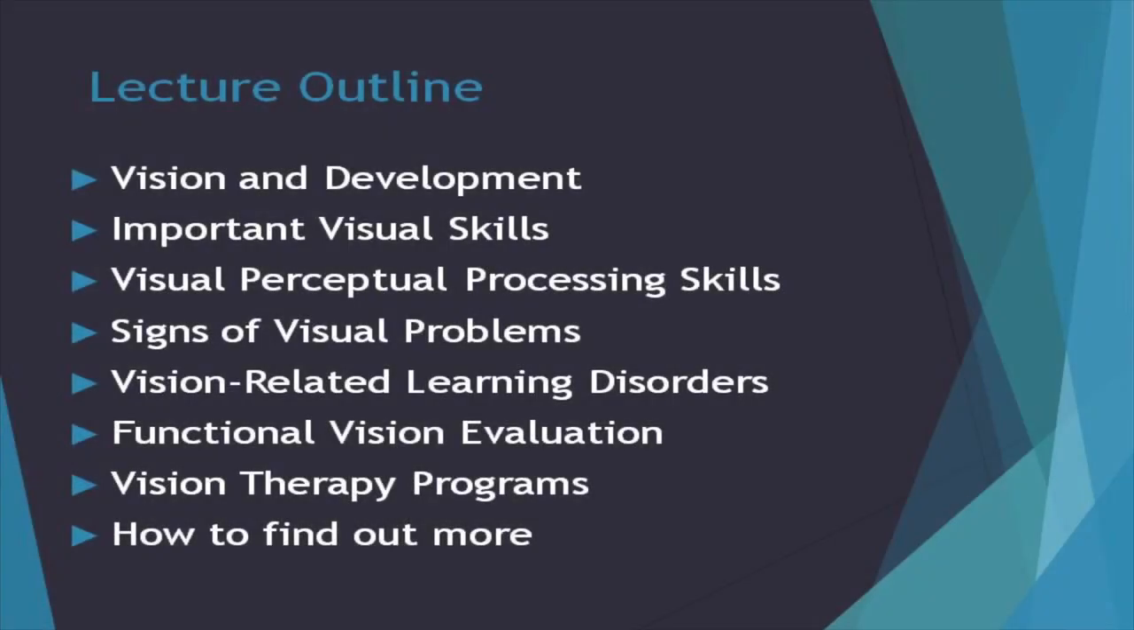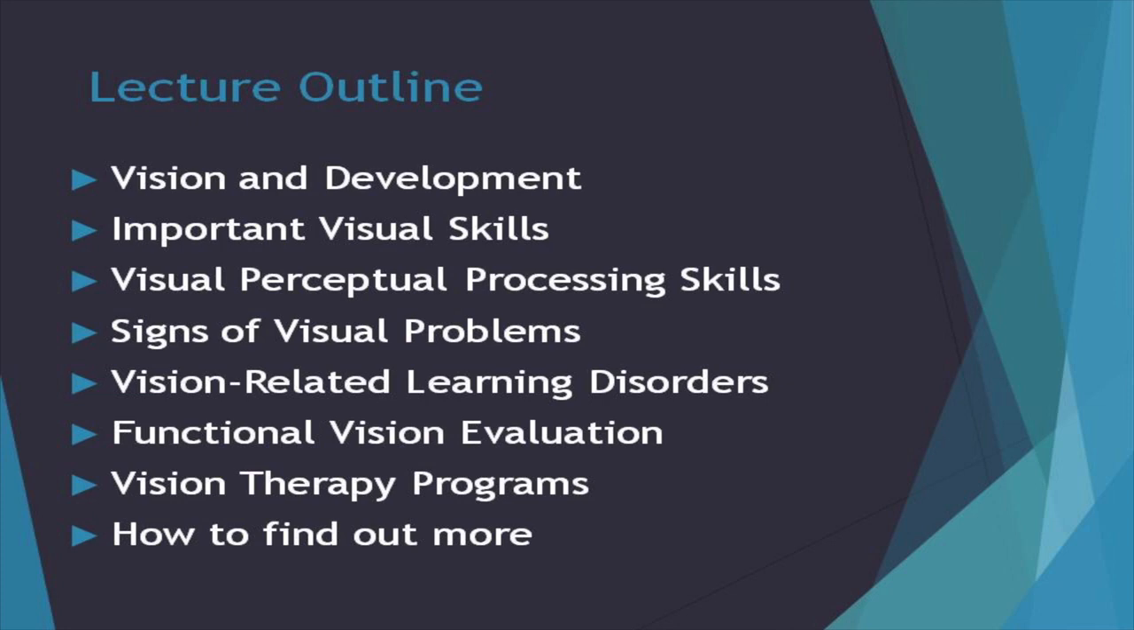So I'll talk a little bit, I might go off topic a little bit, but this is the outline I set to do. Vision and development. So from infancy upwards, how does vision develop? How is it learned? And how can we enhance it through rehabilitation? The important visual skills that we need for learning. Visual perceptual processing skills, which some of you might be familiar with if there's crossover with occupational therapy here, but we'll delve into a little bit of that.